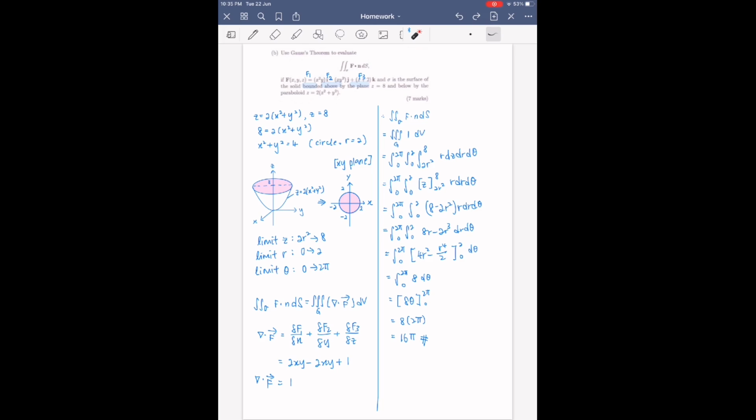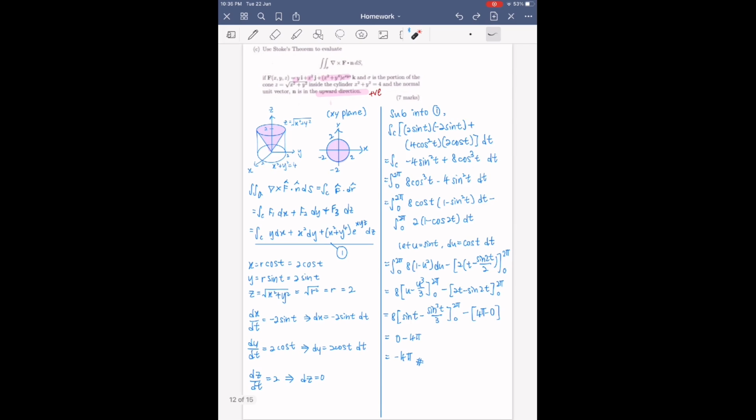For question 5b, it is regarding the Gauss theorem. Firstly, we solve the equation by completing the square. Then we sketch the solid of integration. As the shadow is shown on the xy plane, we take the xy plane for the integration. Then from the Gauss theorem formula, we need to find the divergence of F. After finding the divergence of F, we find the limits of integration. Then we substitute all the information into the equation and solve the integration.